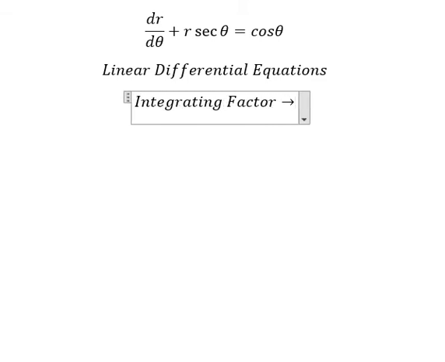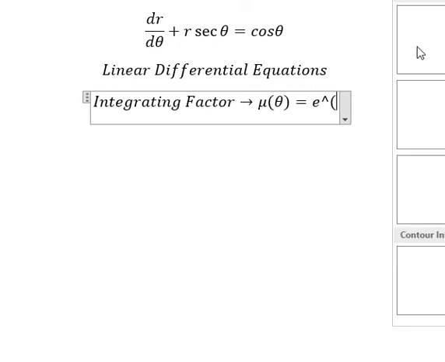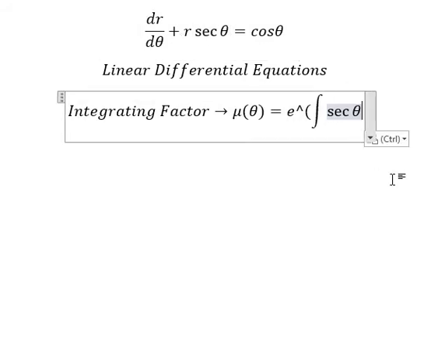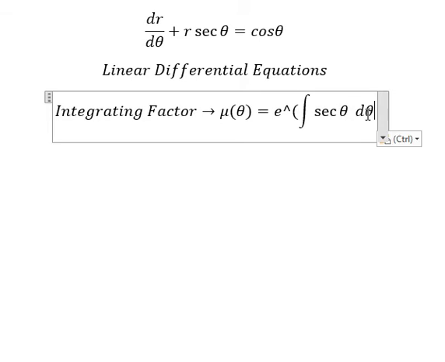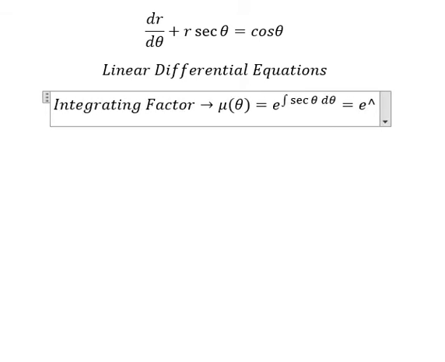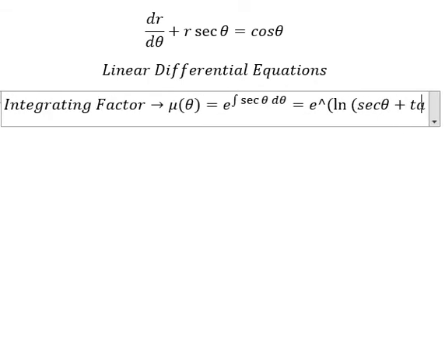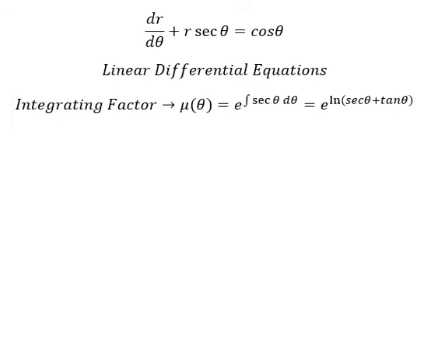So we need to find mu theta equals e to the power of the integration. So we see that this one next to r is the integrating factor. So the integration of this one, we have ln of secant of theta plus tan theta. And this one, we have the formula in here.